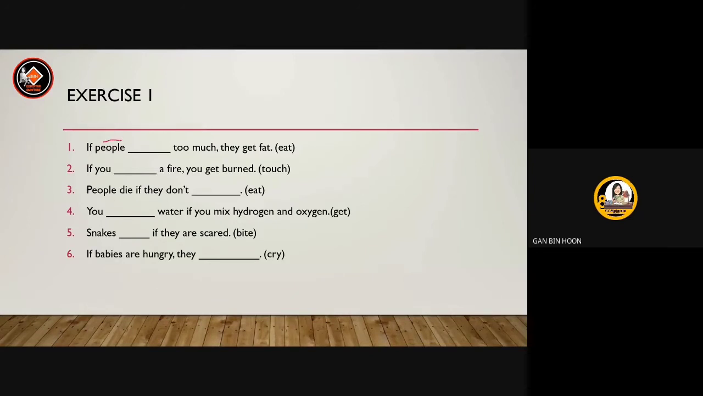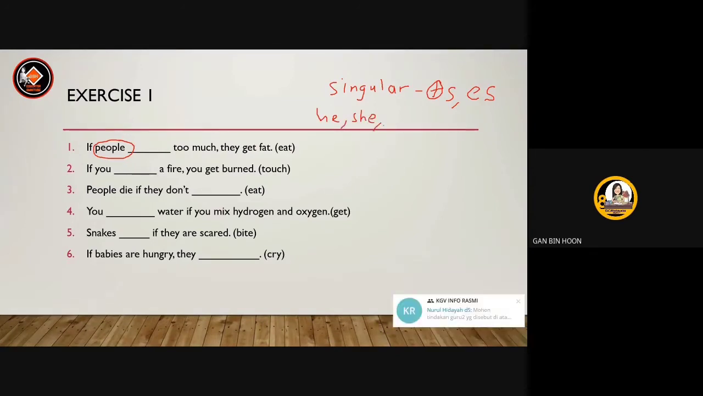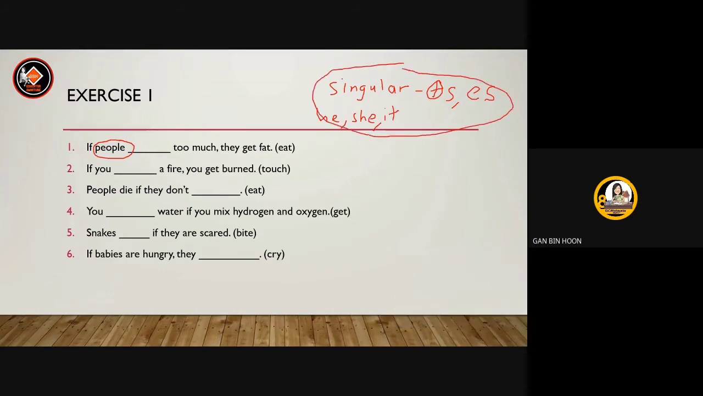Macam mana nak tulis ni? Senang saja. People ni ramai. So I repeat, syarat dia like that because this is the first or the zero conditional. So singular will be plus S or ES. Singular ni termasuk he, she and it. So this is singular. Yang lain tu semua adalah plural, termasuk I, plural.